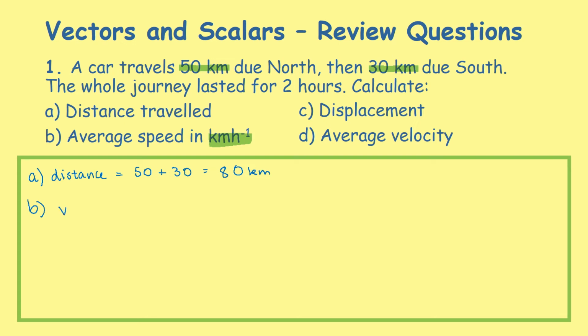So our average speed, v bar, is our question mark. Our distance is 80 kilometers. And our time is 2 hours. We can see that up here.